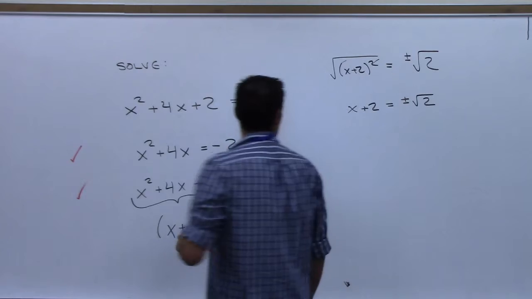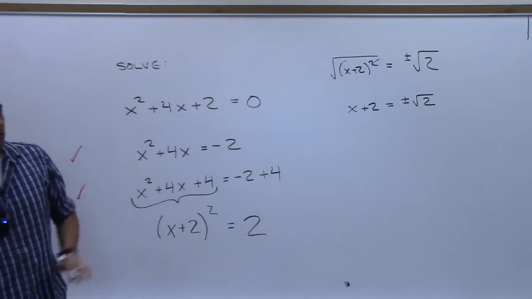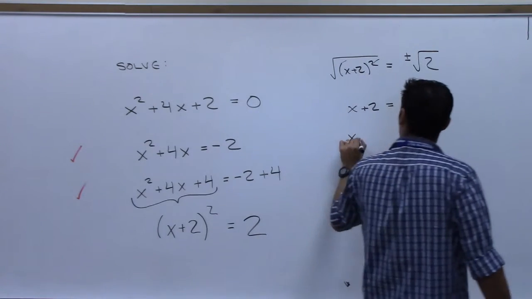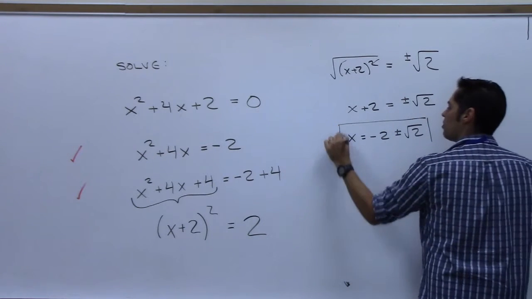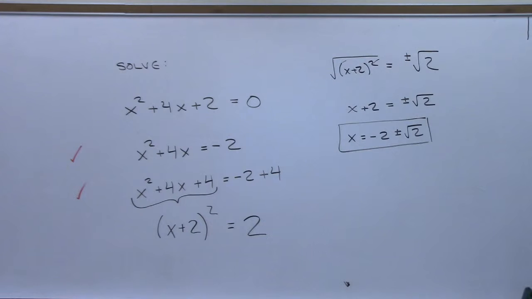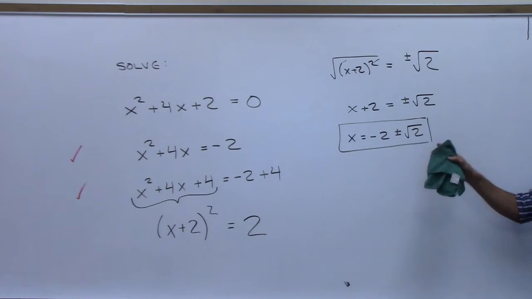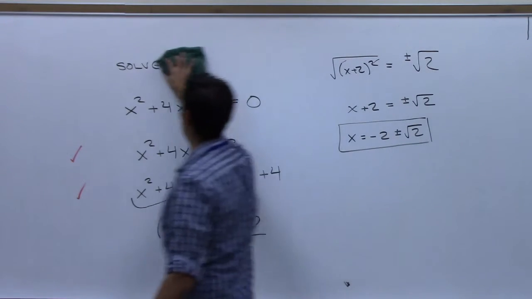And then finally, to get x, subtract 2 on both sides. So x is negative 2 plus or minus root 2. Those are your 2 solutions. Now, if you would have done the quadratic formula instead, you would have got the same thing. I'll show you that real quick right here.